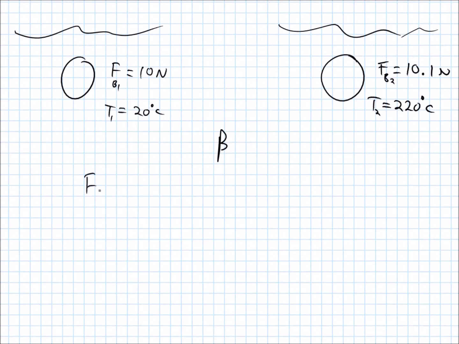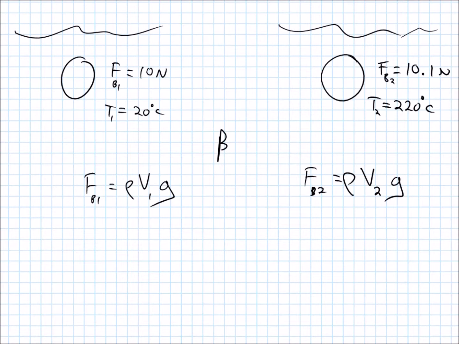So I know that the force of buoyancy 1 is equal to the density of the fluid, times the volume of the fluid displaced, which is in this case the volume of the object, volume 1, times the acceleration of gravity. And force of buoyancy 2 is the density of the liquid times the volume of the liquid displaced, which is different now, right? Because it changes in volume when we change the temperature, times g.